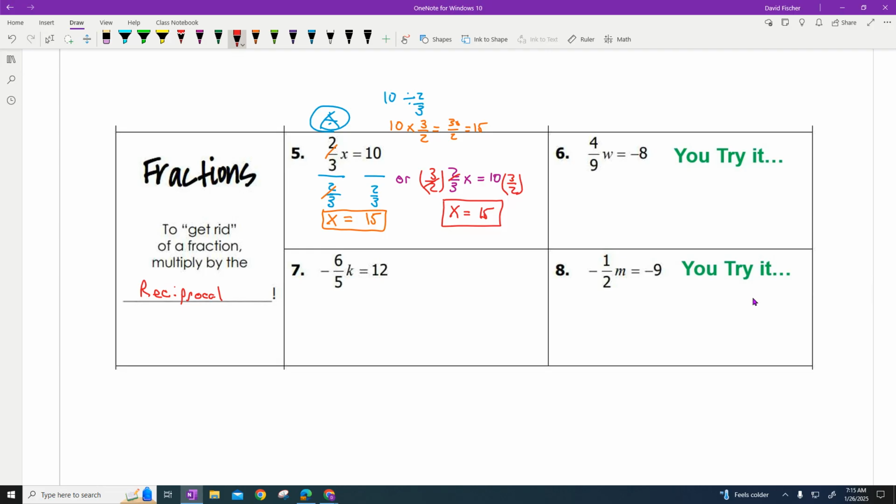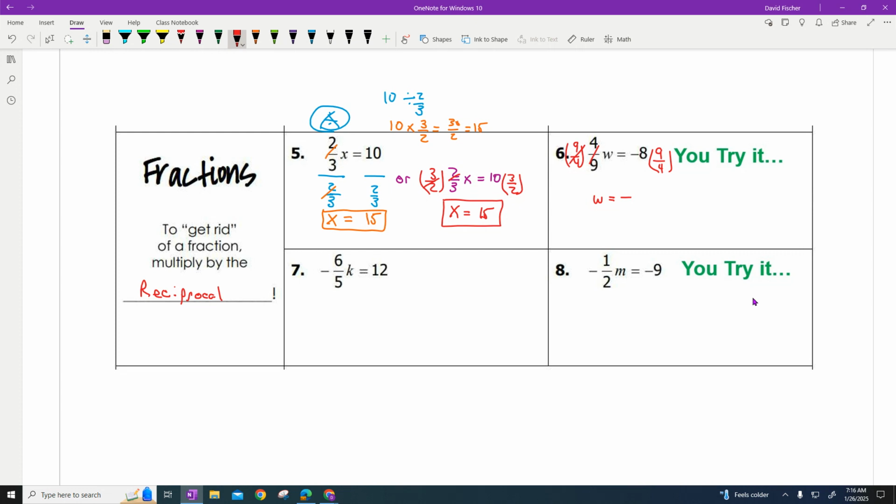I'm hoping that you multiplied by 9/4. Multiply by 9/4. That guy goes away. Now you can grab your calculator and take -8 times 9/4. I know it's got to be a negative, because negative times positive is negative. And let's see what that is.